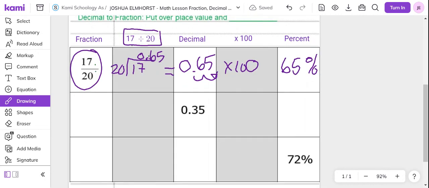Looking down below, we can do the decimal to percent conversion. Multiply the decimal by 100. So we're going to move it over, and that's going to give us 35%.